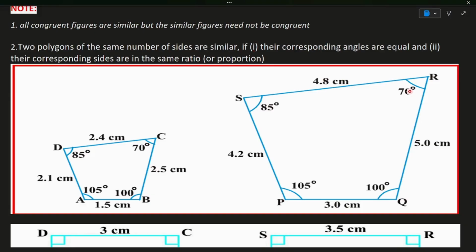Also in this corner, this is also 70 degrees. In this corner it's 85 degrees, here also 85 degrees. In this corner it's 105 degrees, this is also 105 degrees. Here in this corner 100 degrees, and here in this corner also 100 degrees. So here the corresponding angles are equal. And also we'll check another thing: the corresponding sides are in the same ratio.